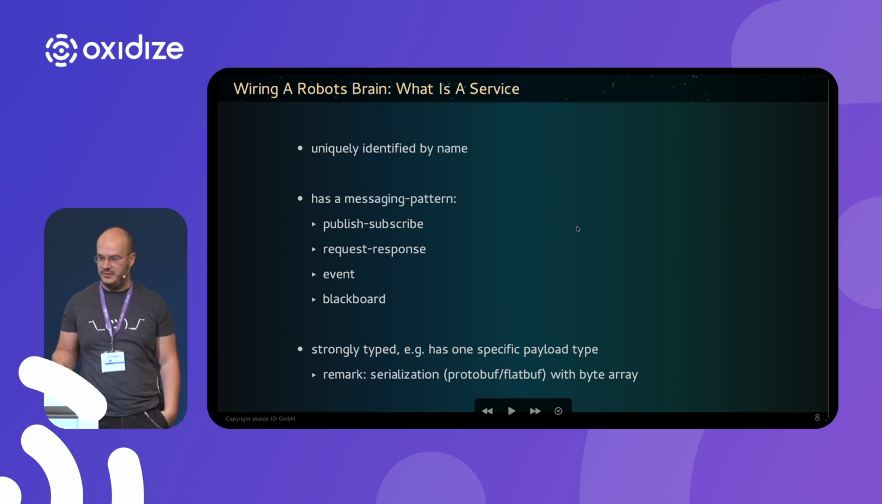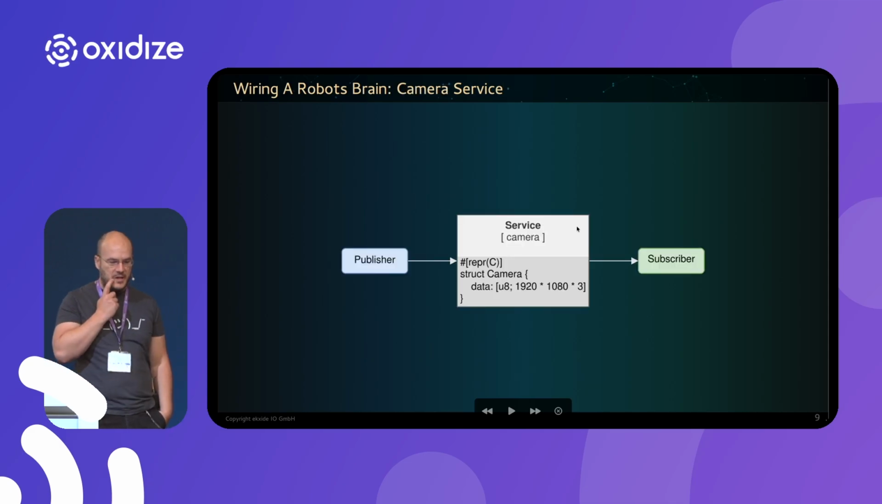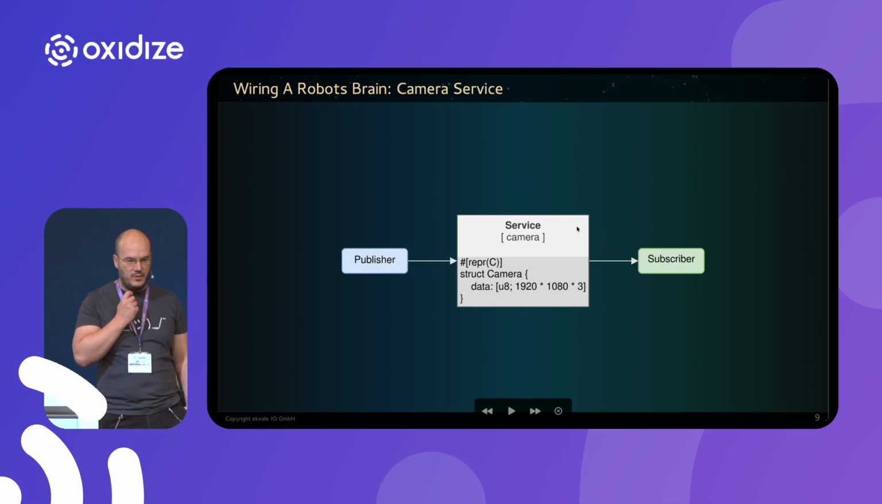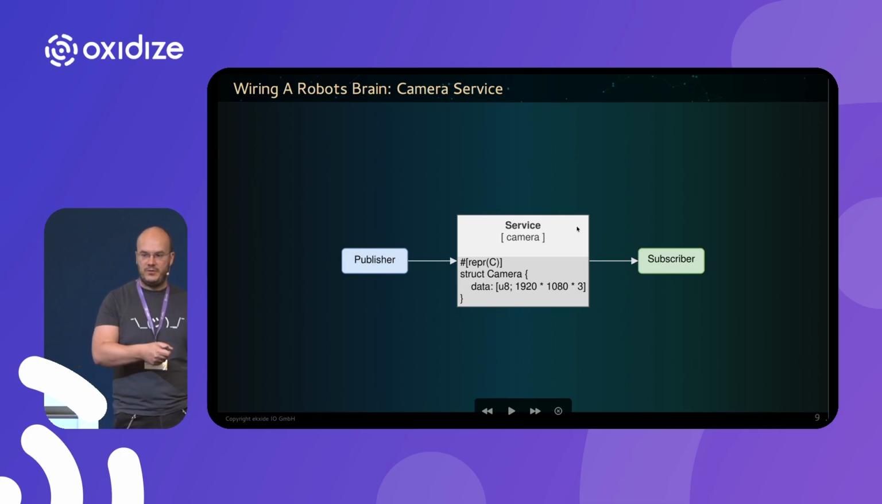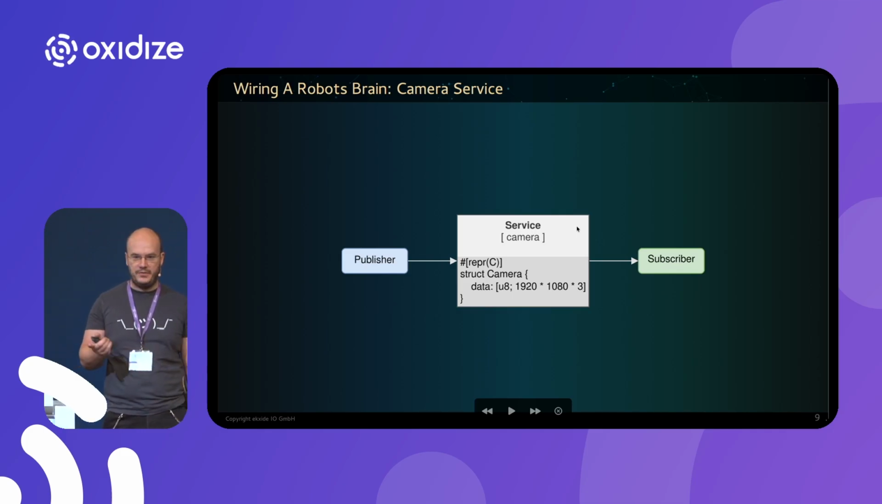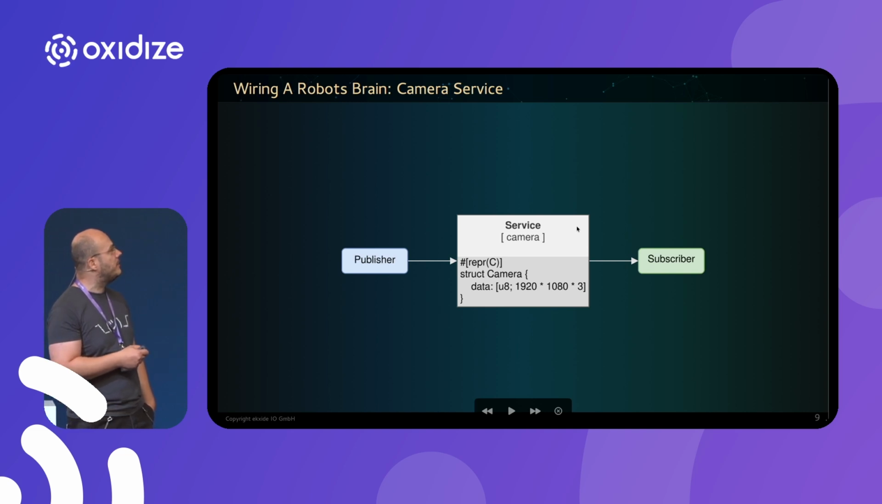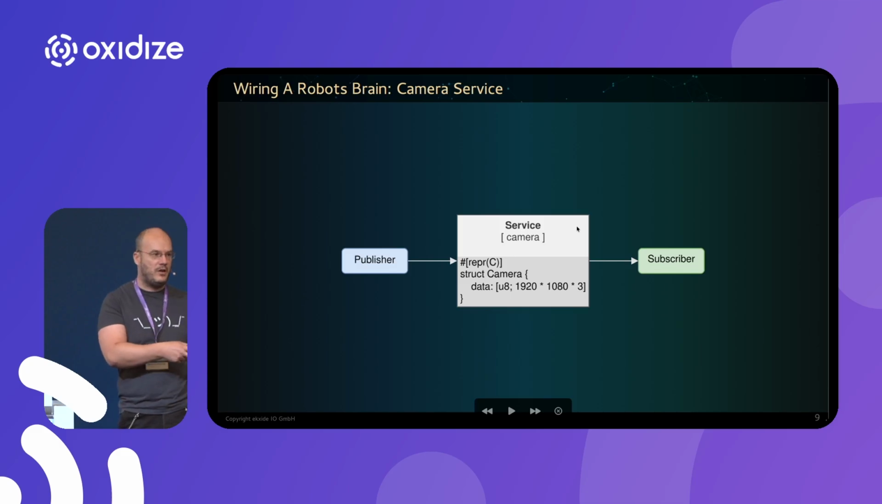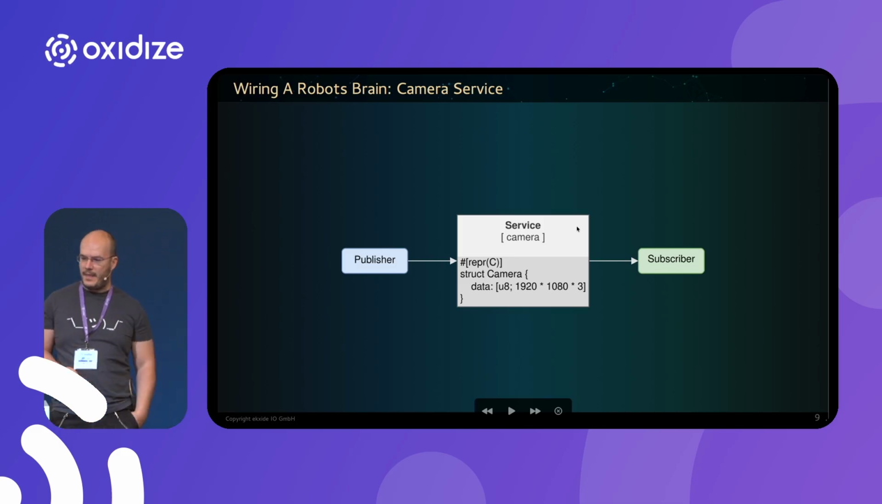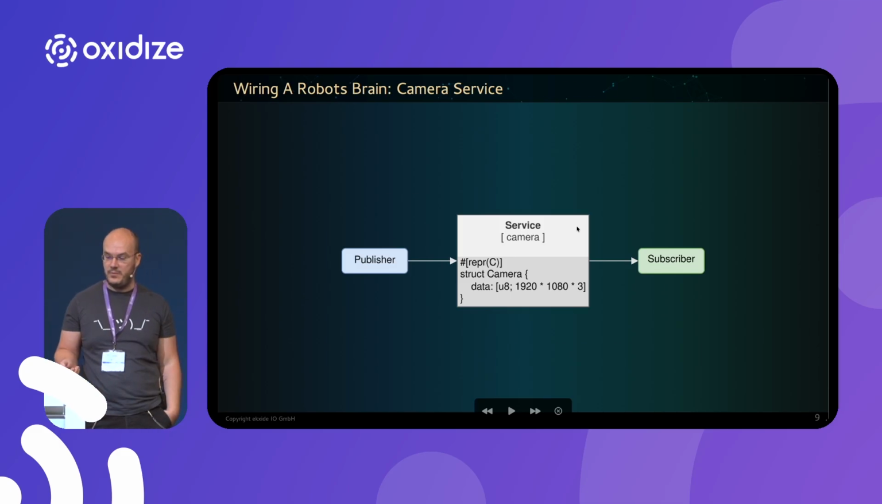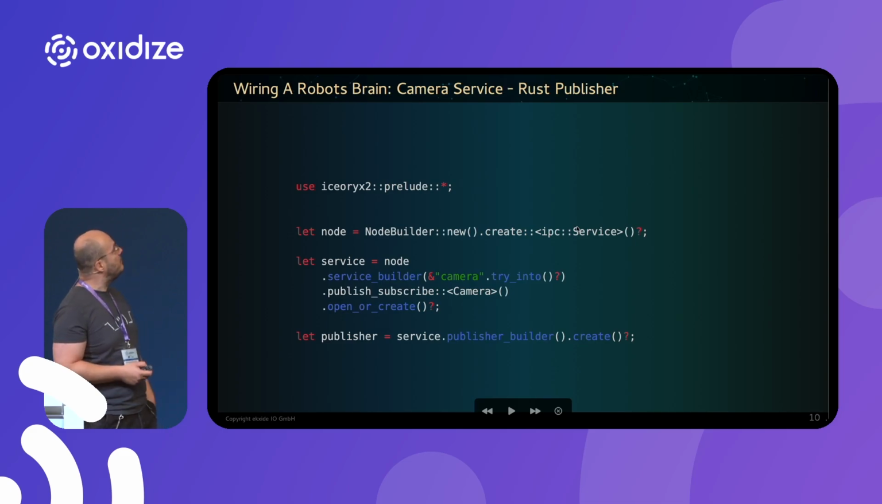This is also possible. So we start with our new code, which is written in Rust, and say, okay, we have here a camera service, and this camera has a struct for a full HD camera with three values for the colors, and we want to send it from our publisher, which is our camera driver, to a subscriber. How we do this in Rust and with iceoryx is with this little piece of code.